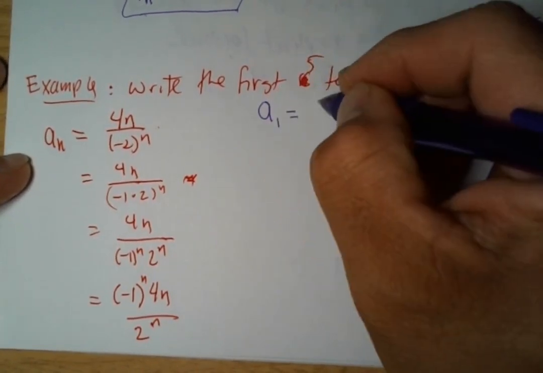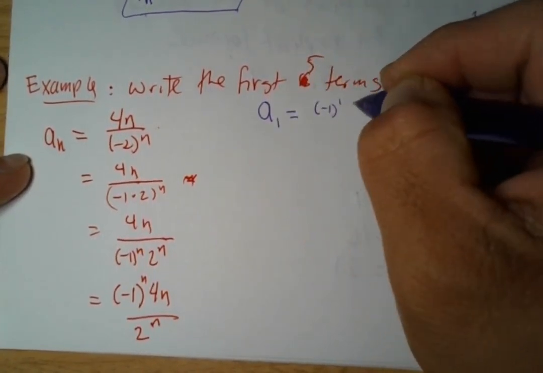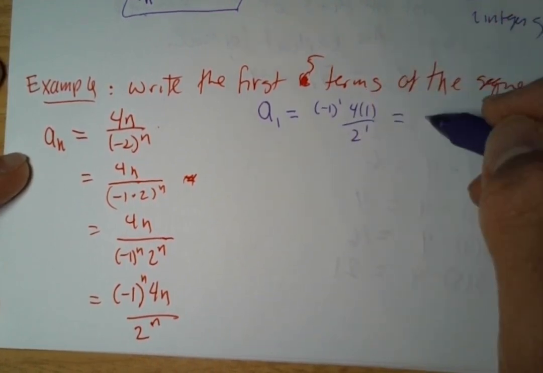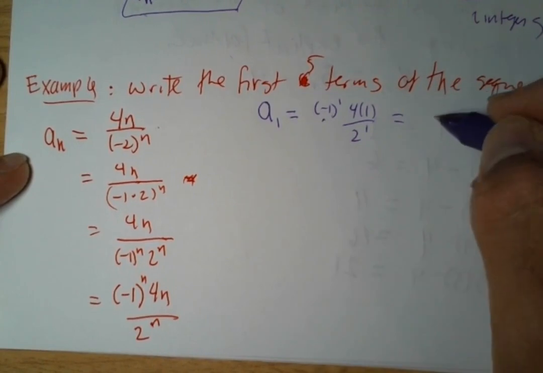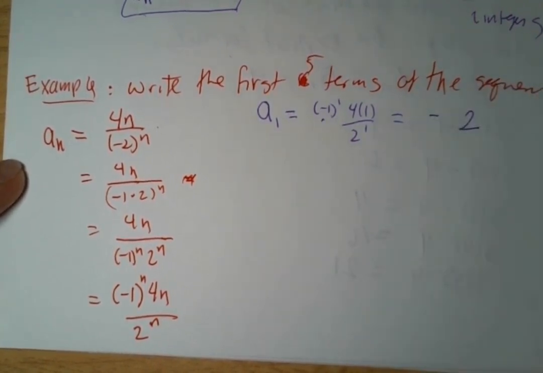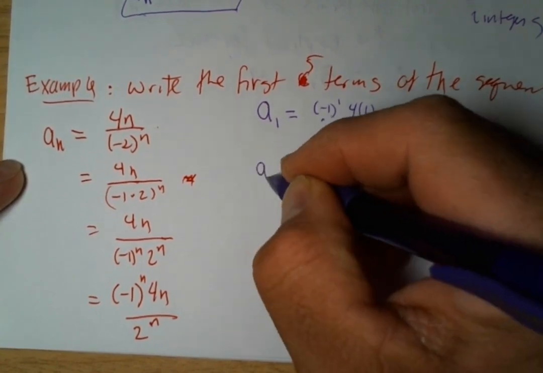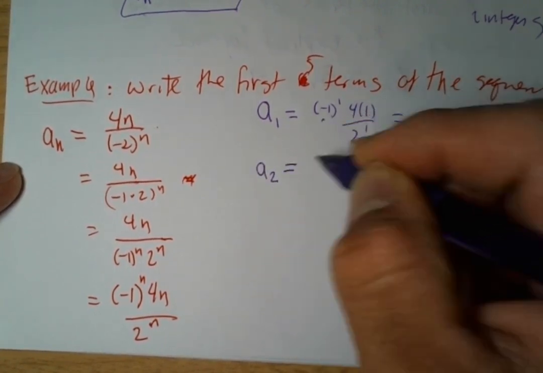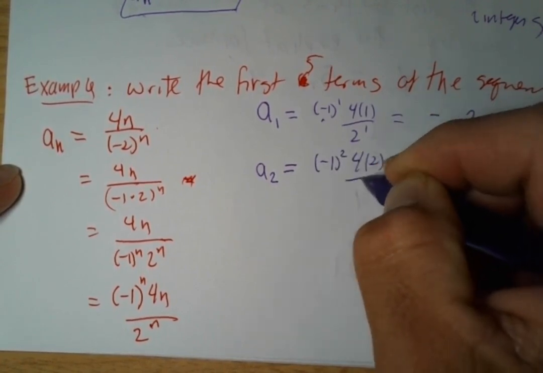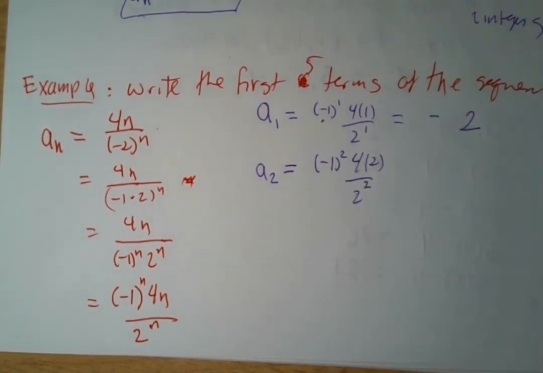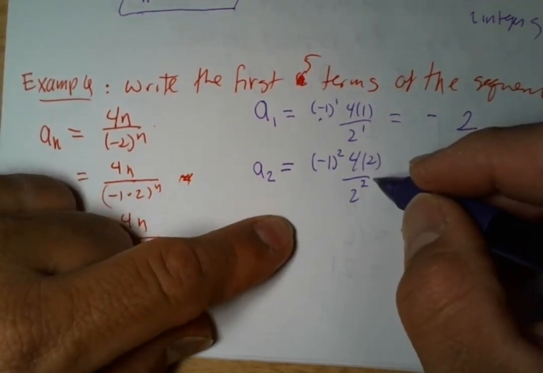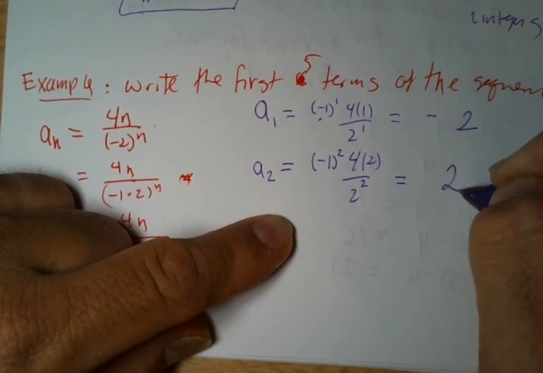1. So we get negative 1 to the first power, 4 times 1, over 2 to the first power. So here we're going to start out with a negative. 4 divided by 2 is 2. So we get negative 2. So a2, we get negative 1 squared, 4 times 2 over 2 squared. So here we have 8 over 4, which gives me a positive 2.